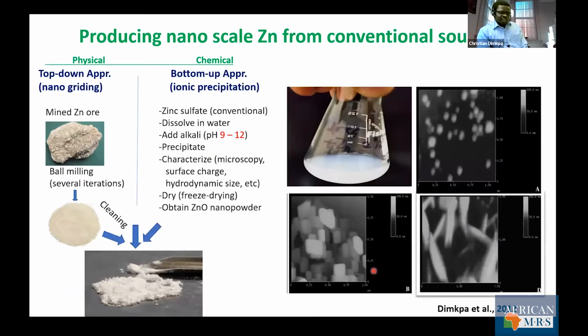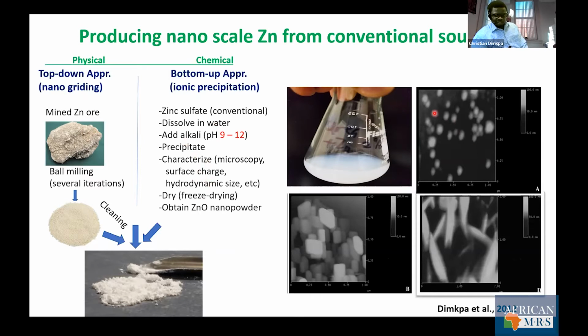The same process for zinc. You take your zinc ore mined from somewhere. You ball mill several times. You get your product. Several iterations will give you nanoscale zinc. You clean it. You have your product. Or you can do the bottom-up approach, where you take your zinc salt, in this case zinc sulfate, which is a conventional type of zinc that farmers use also in some places. You dissolve in water. You add your alkali, and between pH 9 and 12, you have precipitation. You characterize microscopy, surface charge, the hydrodynamic size, you dry, and then you obtain your powder.